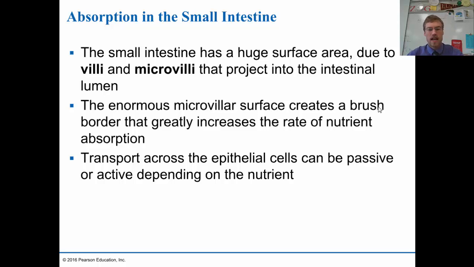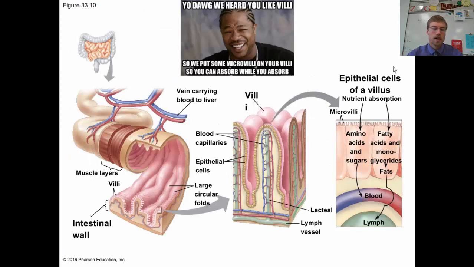And transport is both passive and active, depending on what it is. So things that are in a very high concentration in your small intestine are absorbed passively. Things that are a little bit lower concentration, but you still need, you have to use active transport in order to bring those in. So here's an example of what the microvilli look like.